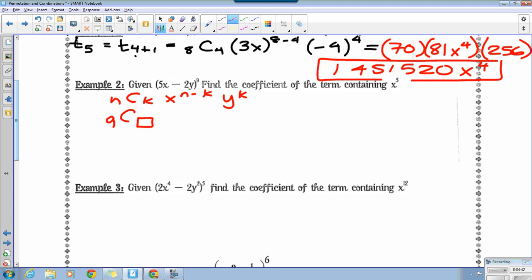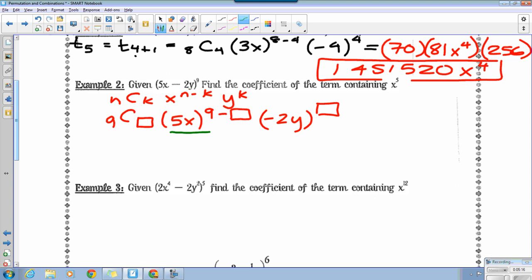The first term, which is 5x. So 5x, and then it's n minus k, so that's n minus, I don't know, because I still don't know k. And then the y, that's negative 2y to, oh no, that k power again. I don't know that k, but I could probably figure it out because this question says x to the 5th. So this part right here is going to determine x to the 5th because that's where the x is.